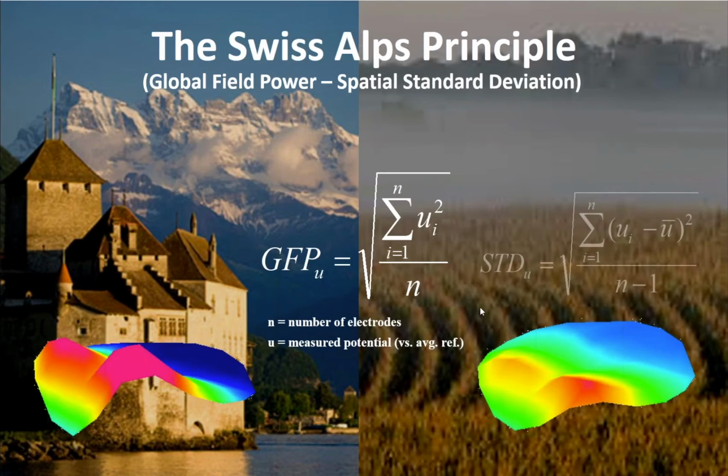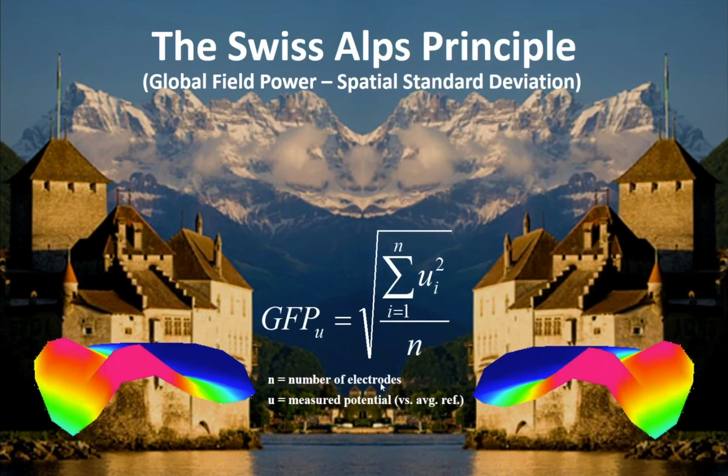And this is very similar to the formulation for standard deviation. So if you're comfortable with calculating standard deviation, you should be very comfortable calculating global field power. Now, what global field power does is it tells you how hilly is your topography. How hilly is your event-related potential, or your EEG, at a given instant in time. What it doesn't tell you is whether or not those hills are the same.